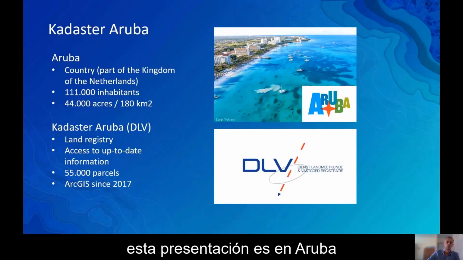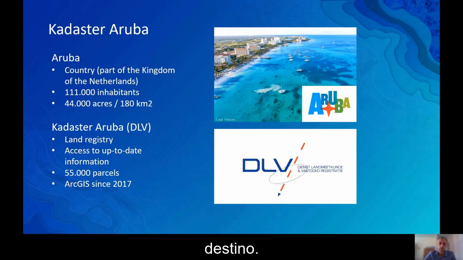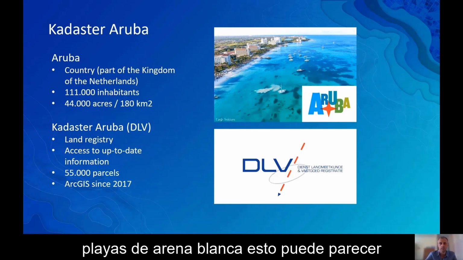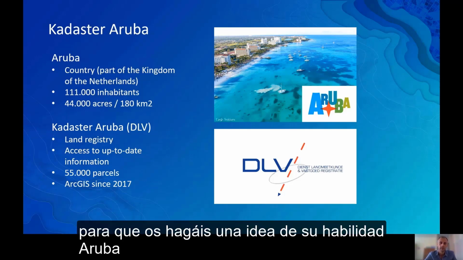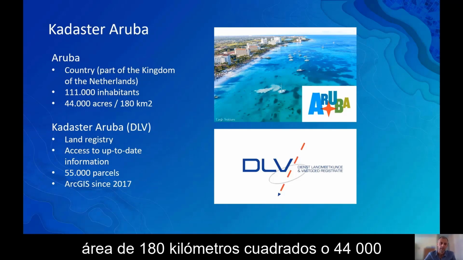This presentation is on Aruba, which is a country in the Kingdom of the Netherlands. You may know it as a popular tourist destination. We can see in the photo here the hotel strip and the white sandy beaches. This may look familiar to you. To give you an idea of its scale, Aruba has approximately 111,000 inhabitants, and the island covers an area of 180 square kilometers, or 44,000 acres.